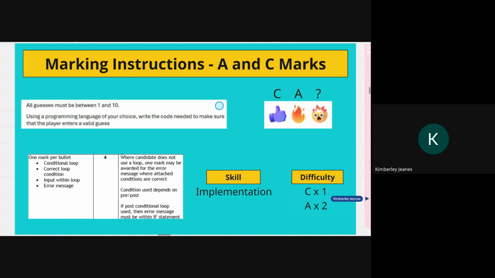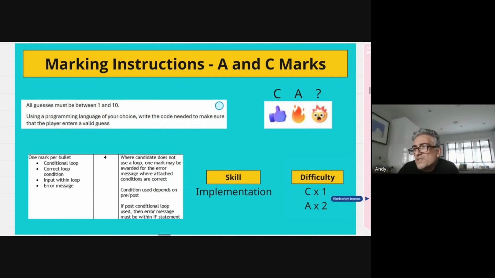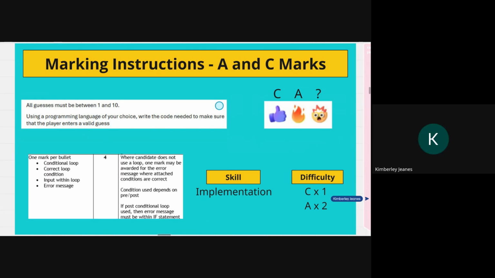So these are the correct answers. Okay, so there's 1 for C, but there are actually 2 marks allocated as A marks. Am I reading that right, Kim? Yeah, that's right. So the breakdown kind of works as follows.